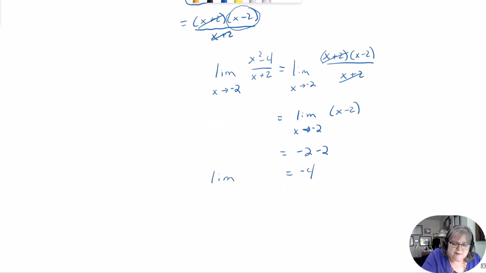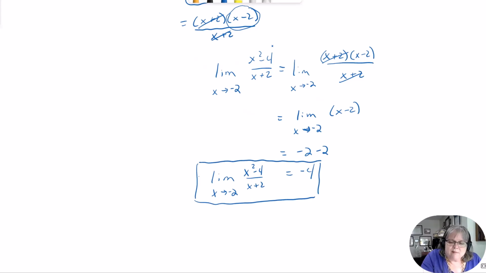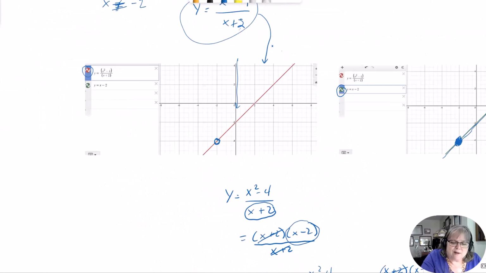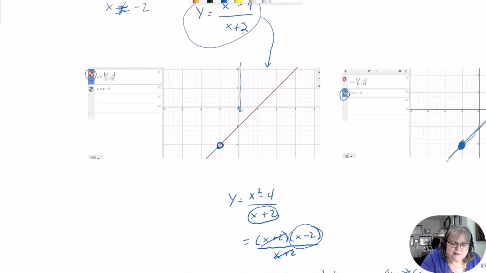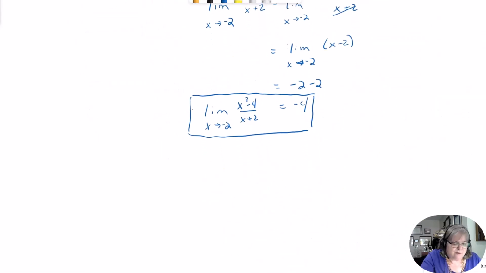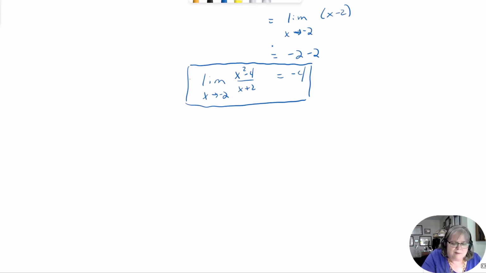So to make my nice complete sentence, the limit of the original function can be calculated by finding the limit of the reduced function. Because you can see right here that as x approaches minus 2, the limit, the y value, is minus 4. You don't actually have to be able to get there to have a limit. You just have to approach it. So let's try a few problems.